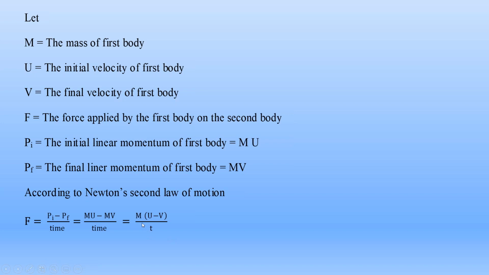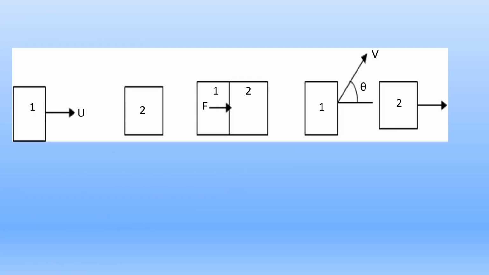m by t is called mass per second. Then check the second example. Please focus on this second example. In this second example, the first body moving with initial velocity u impacts the second body.